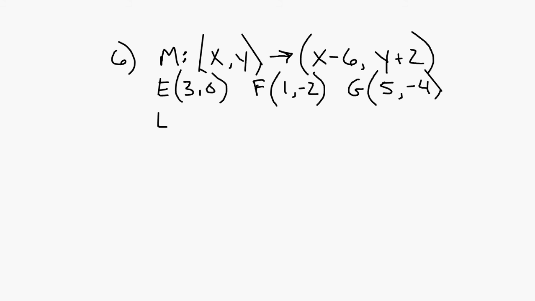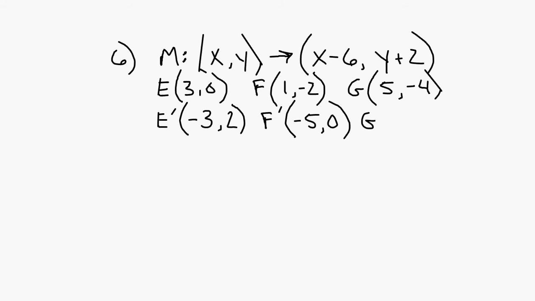All right, so E prime would be located at, what is 3 minus 6? Negative 3. And 0 plus 2 is 2. F prime, negative 5, and good. And G prime, good. All right, so what kind of transformation is that?